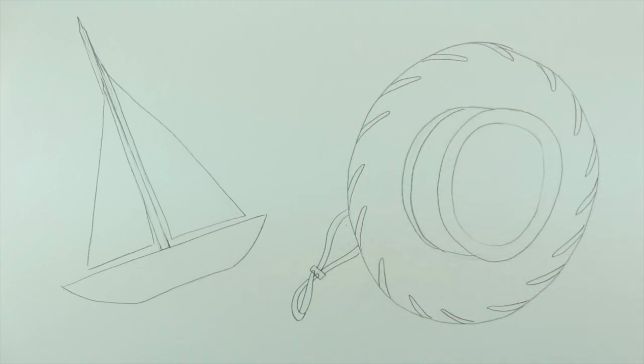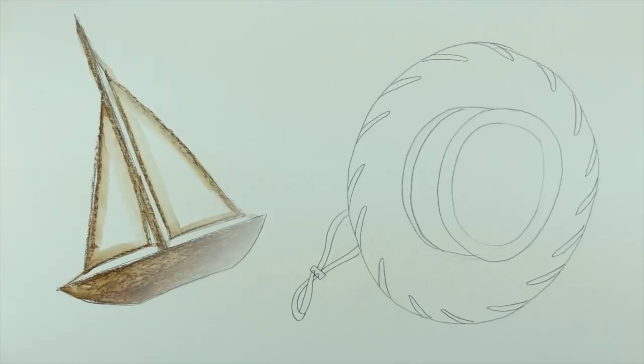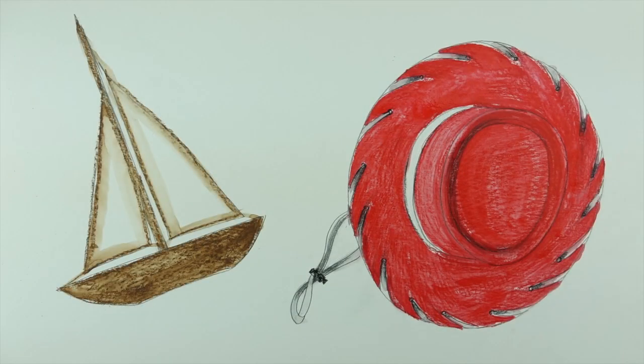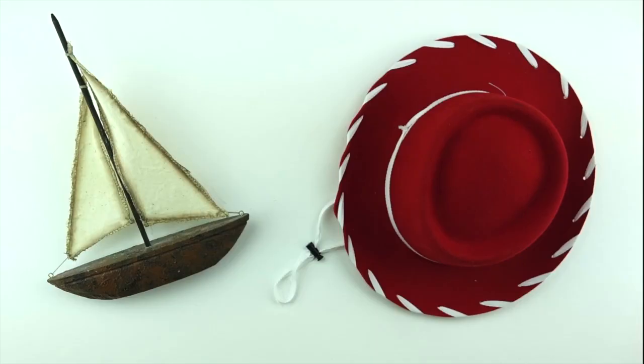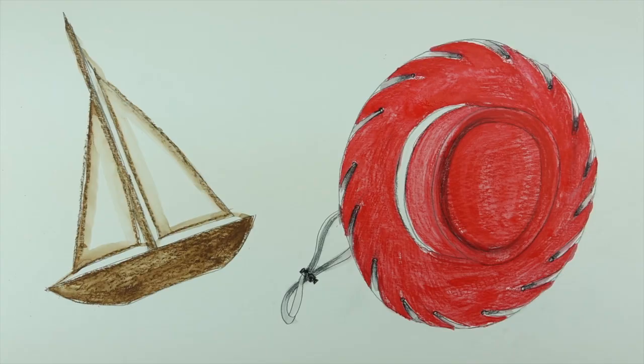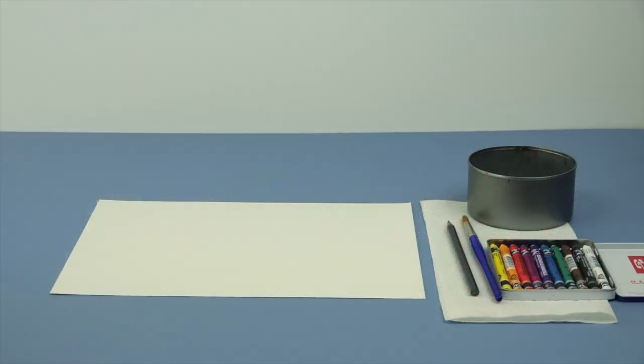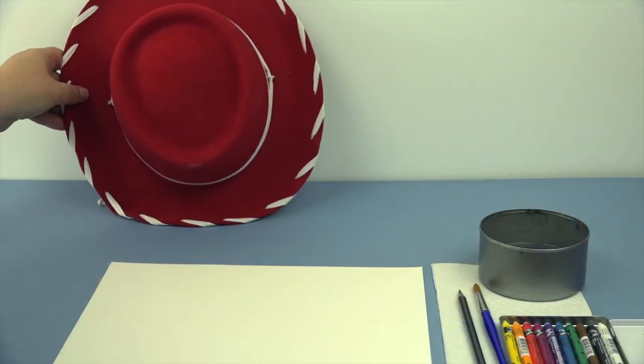The objects tell us what colors to paint. The boat is brown, the hat is red. We look, we draw, and then we paint. Let's get ready. We sit our paper directly in front of us. We place the objects above the paper.